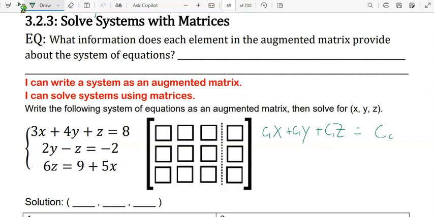On the first one, we have 3x plus 4y plus 1z equals 8. It's all in the correct order. There's 1z, so we'll just put a little 1 there. And then let's go ahead and put those coefficients in the boxes.